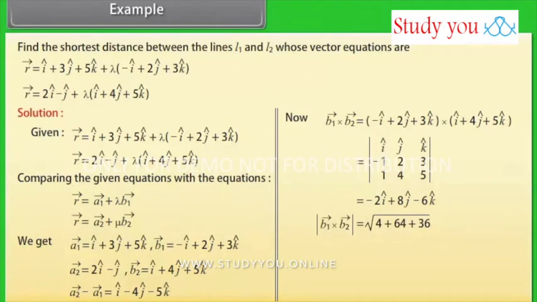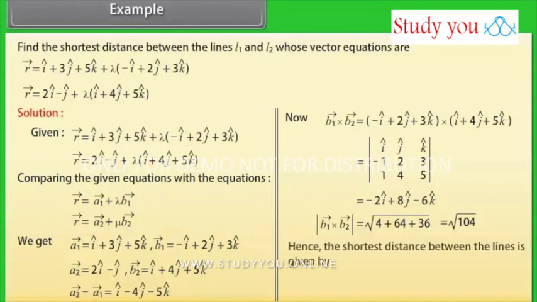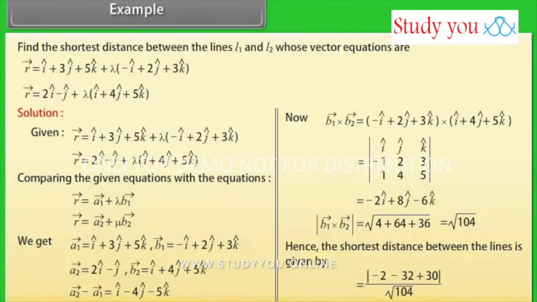Modulus of cross product of vector b1 and vector b2 equals square root of 4 plus 64 plus 36, equals square root of 104. Hence, the shortest distance between the lines is given by modulus of (minus 2 minus 32 plus 30) by square root of 104, equals 4 by square root of 104.